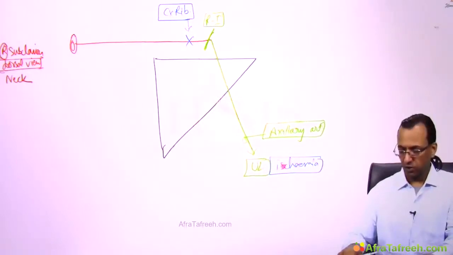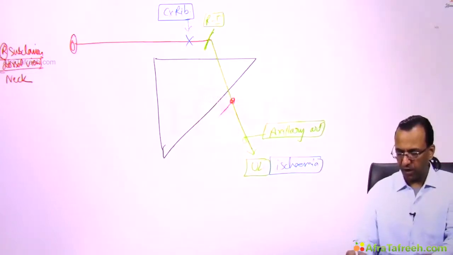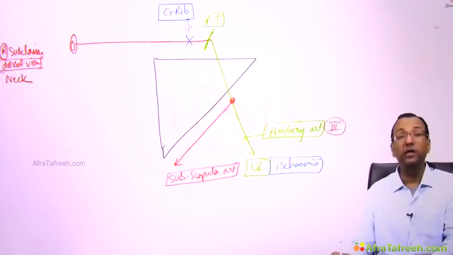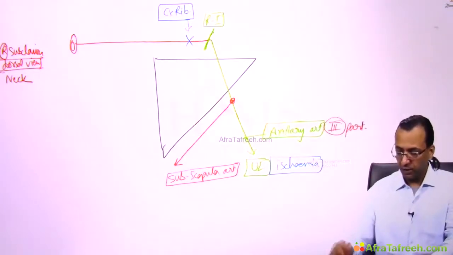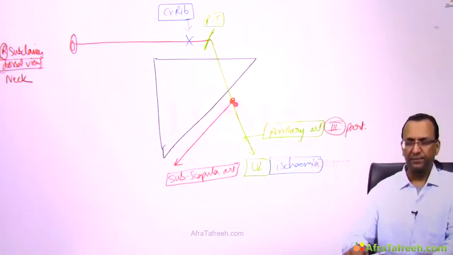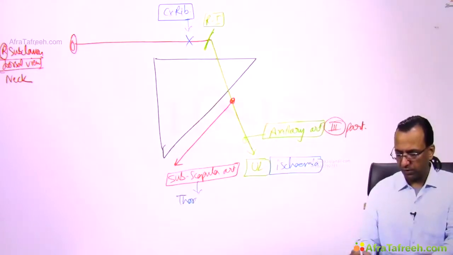And what is that? You look at the third part of the axillary artery, giving one artery under the scapula, which is called the subscapular artery. So we are looking at the third part of the axillary artery, giving an artery under the scapula called the subscapular artery. This subscapular artery further continues as the thoracodorsal artery, because it is going dorsal to the thorax there.